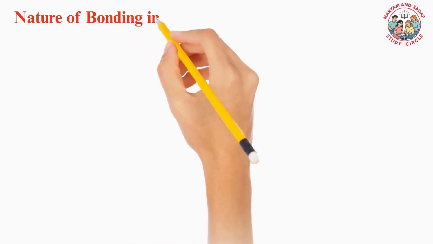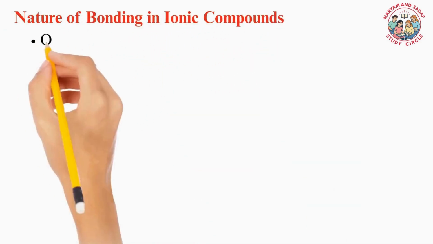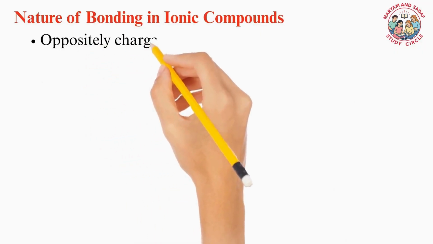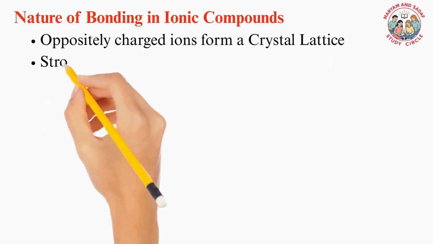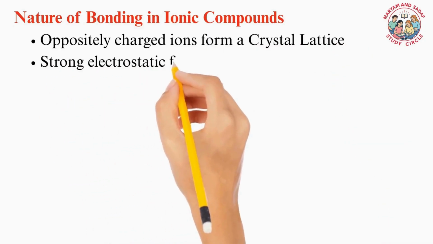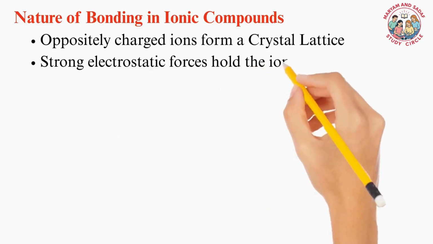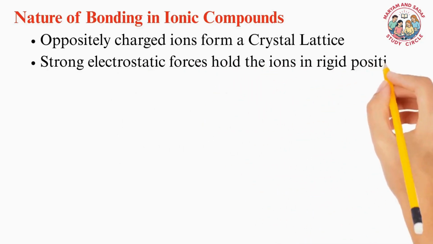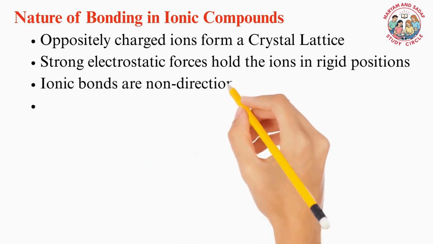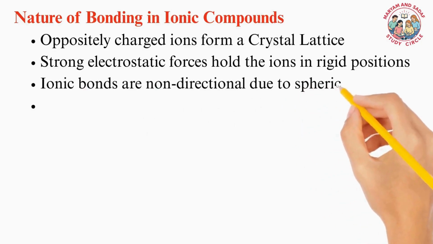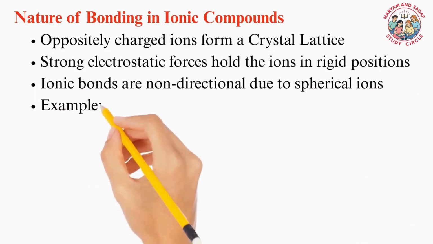Nature of bonding in ionic compounds. Oppositely charged ions form a crystal lattice. Strong electrostatic forces hold the ions in rigid positions. Ionic bonds are non-directional due to spherical ions. Example, sodium chloride.